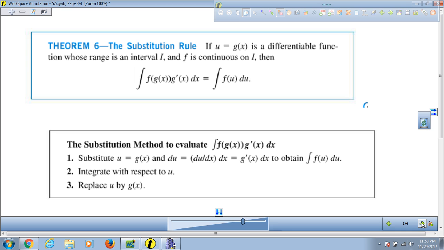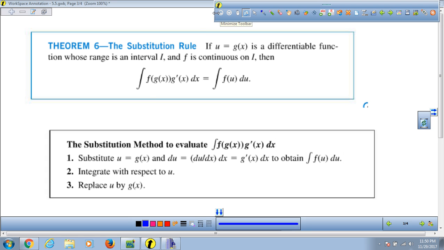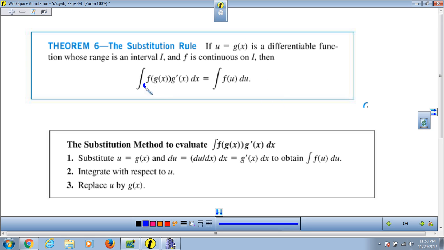for section 5.5. So here we have theorem 6, which is the one about the substitution rule for evaluating indefinite integrals, where the characteristic of indefinite integrals is that you don't have given limits a and b, lower limit and upper limit. So ideally, for us to solve these indefinite integrals, we would like to have the functions written in this format where you have a function multiplying a composite function, which is a function composed by another one that's being substituted inside of it, times the derivative of that inside function.